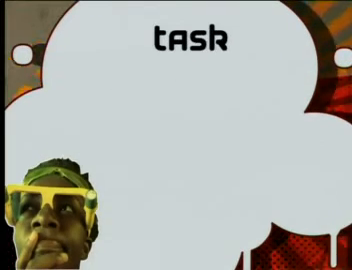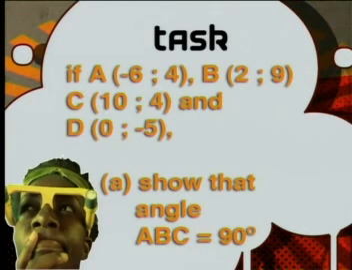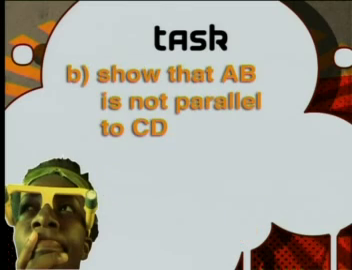So what do you have planned for us? If A is equal to (-6, 4), B (2, 9), C (10, 4), and D (0, -5), show that angle B equals 90 degrees and show that AB is not parallel to CD.